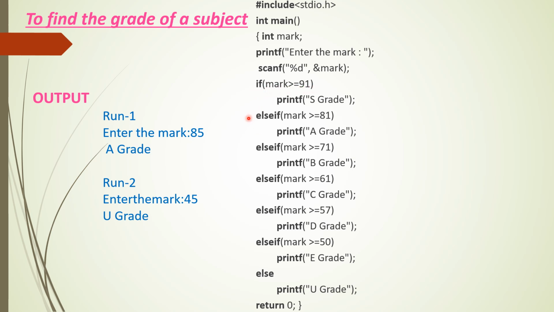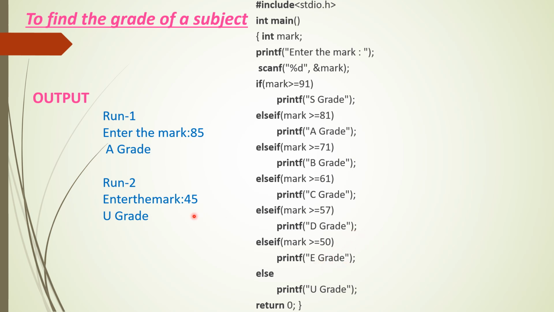No, it's false. The next else if is also false because 55 is not greater than 81. Now again it checks the next condition, else if it should be greater than or equal to 71. It is also false because my mark is 55. The next else if is greater than or equal to 61. It is false because my mark is 55. The next else if is greater than or equal to 57. This is also false because my mark is 55. The last else if is mark greater than or equal to 50. Yes, because it is 55, so the grade is E.